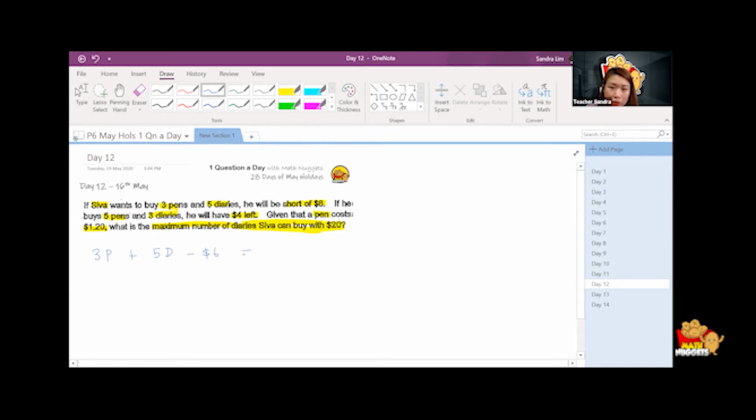Okay, equals to the second scenario that they mentioned, 5 pens plus 3 diaries, he would have $4 left. So plus 4. Okay. We know that a pen costs $1.20. So I can change this, right? 3 pens. 1 pen, $1.20. 3 pens will be 3 times 120, which is 360. So I can change that to $3.60.